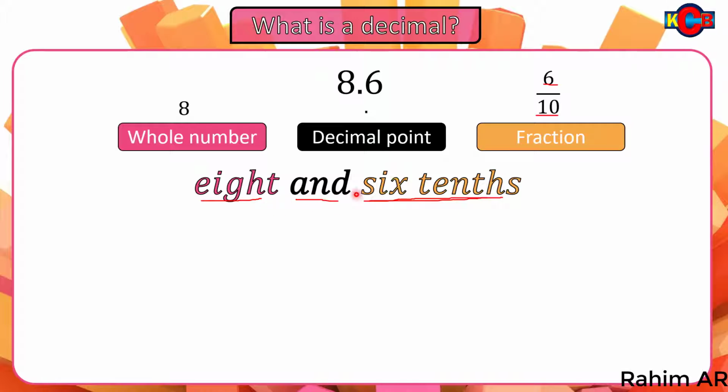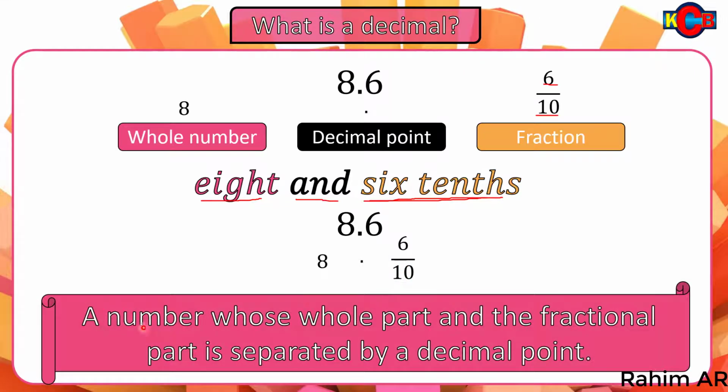Again, 8 and 6/10. 8 is the whole number. Then this is the decimal point. And 6 here represents 6/10. So a decimal number is a number whose whole part and the fractional part is separated by a decimal point.